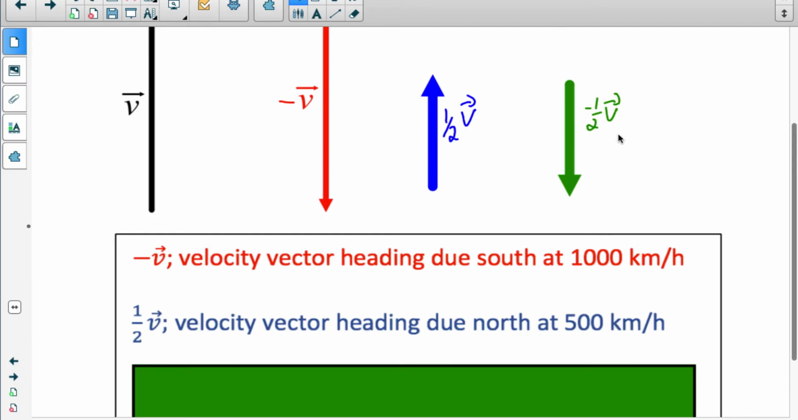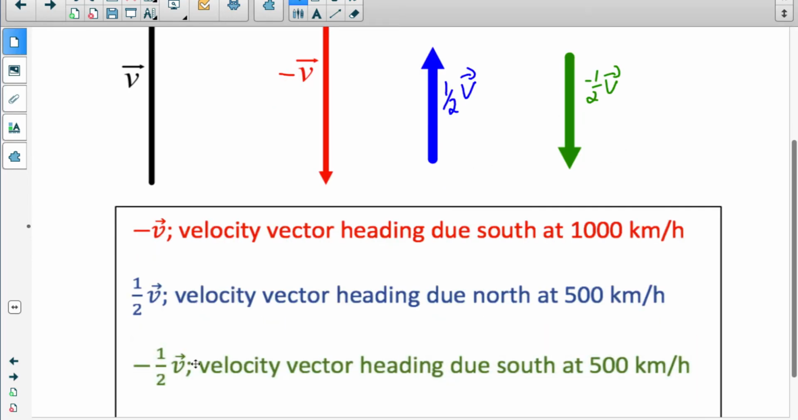This one is opposite direction and half the magnitude. So we would say this vector is heading due south, right, opposite direction, at 500 kilometers an hour, half the magnitude of the original vector.